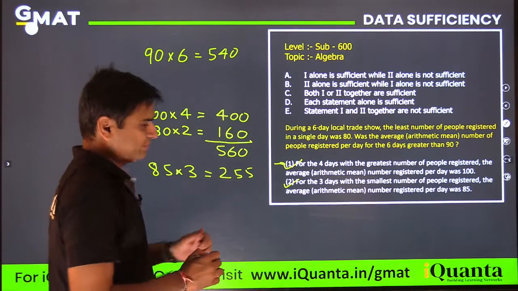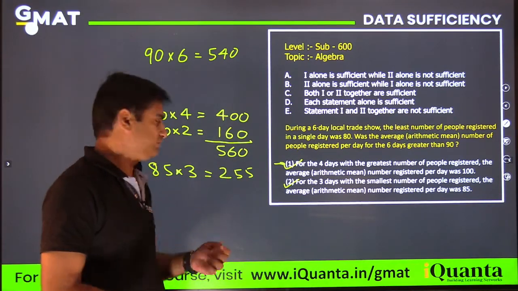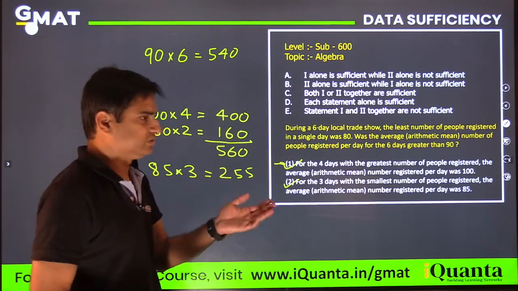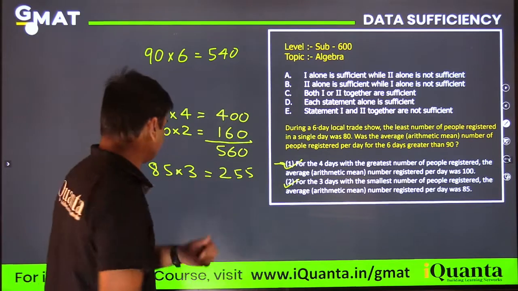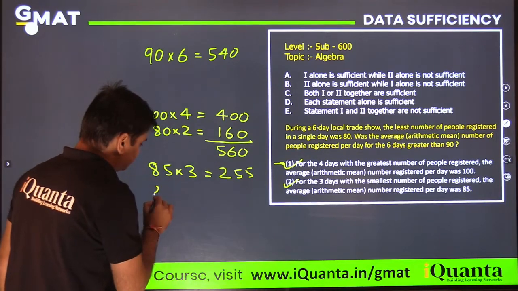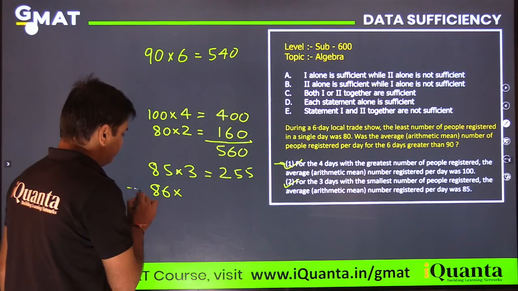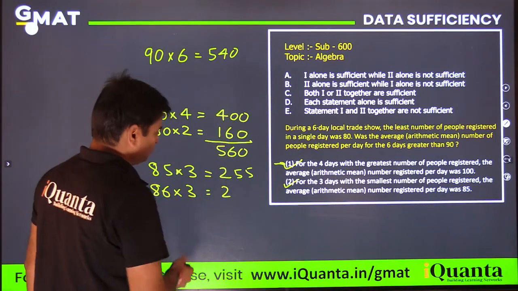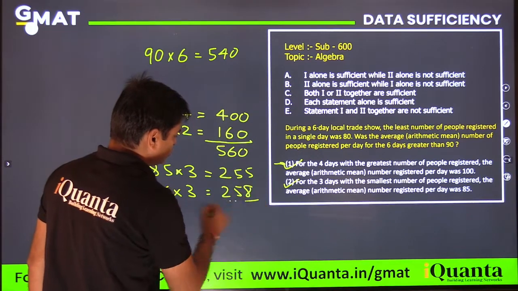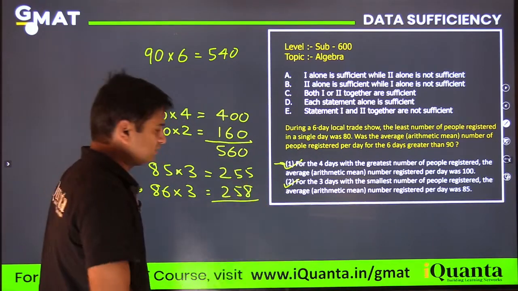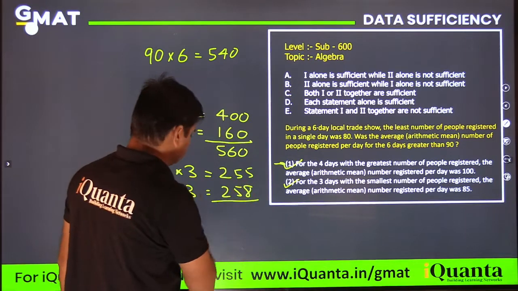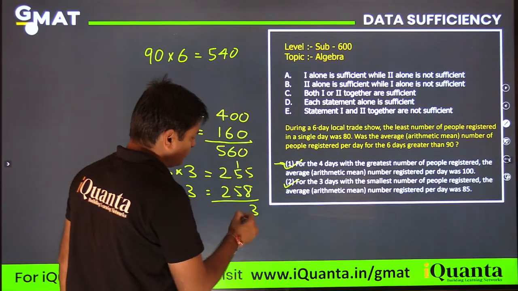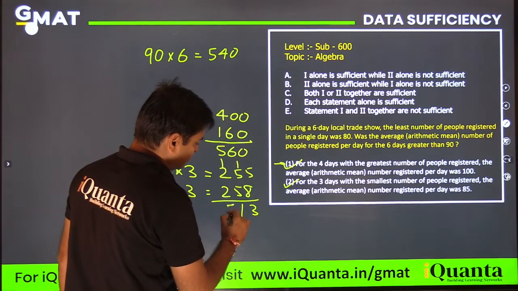Okay, so that means for the other 3 days the registration was more than 85. So it could be 86 or it could be more than 86. Let us suppose that for the other 3 days the average was 86. So 86 into 3 was 258. So the total number of people who joined in those 6 days was 255 plus 258, which is 513.